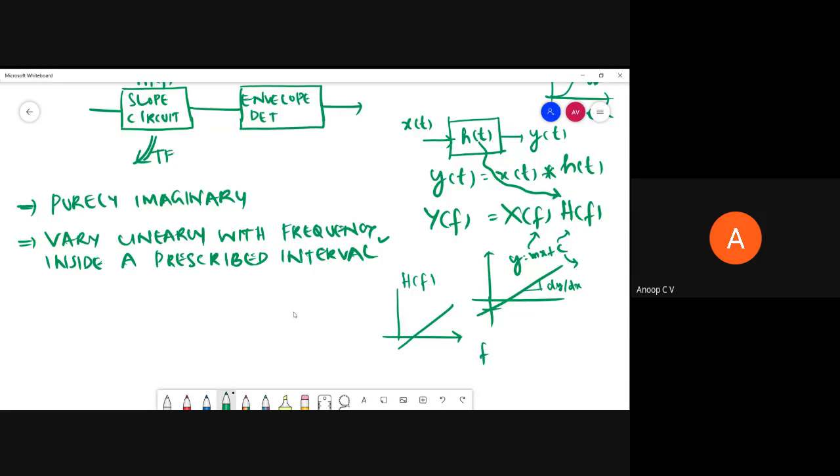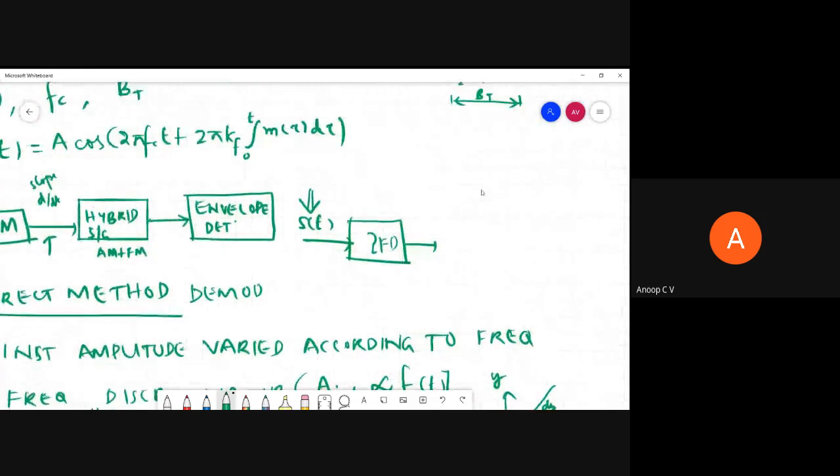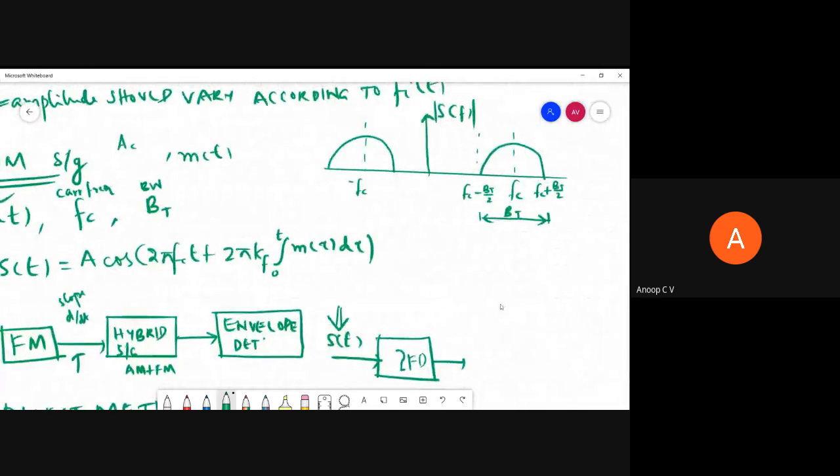But one more thing we have here is a prescribed interval. So which frequency interval are we interested in? If you remember, I plotted the spectrum of our FM signal. Here the frequency spans from say fc minus bt by 2 to fc plus bt by 2, and also on the negative side. So we have all these ranges of frequencies.